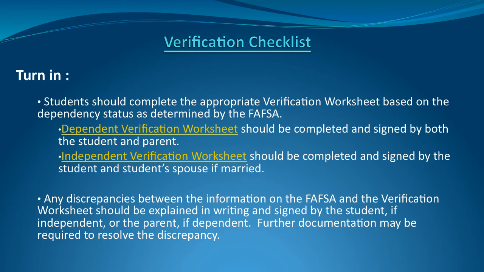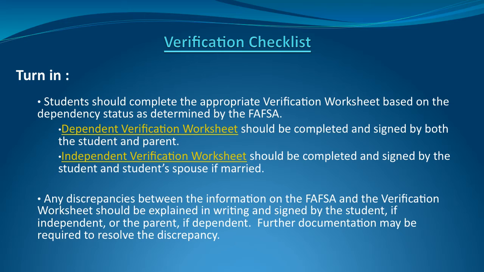Students should complete the appropriate verification worksheet based on the dependency status as determined by the FAFSA. A dependent verification worksheet should be completed and signed by both the student and parent. An independent verification worksheet should be completed and signed by the student and the student's spouse if married.